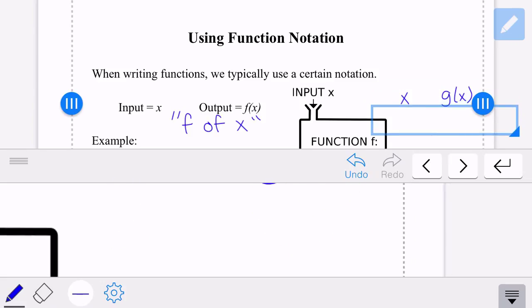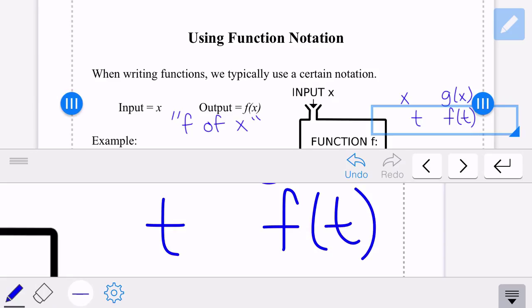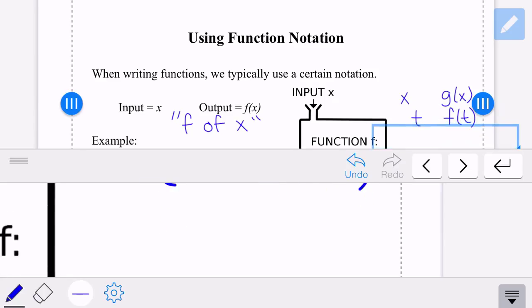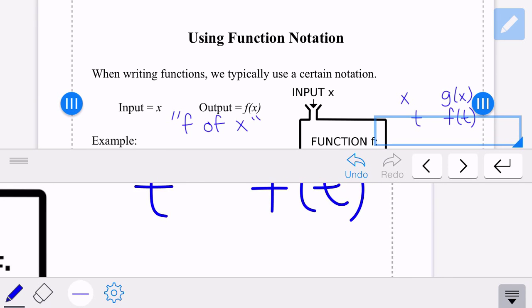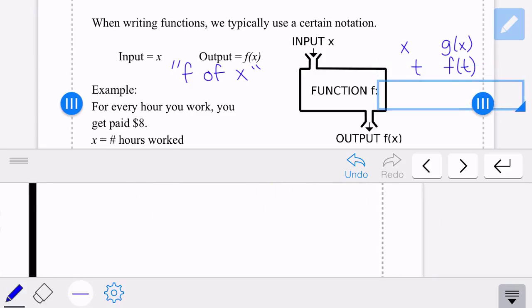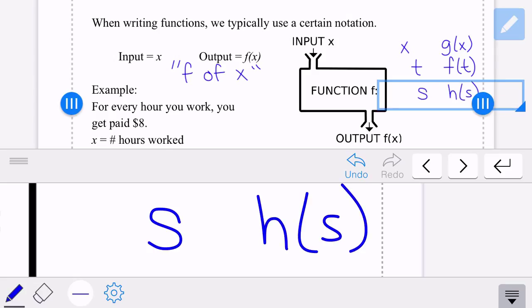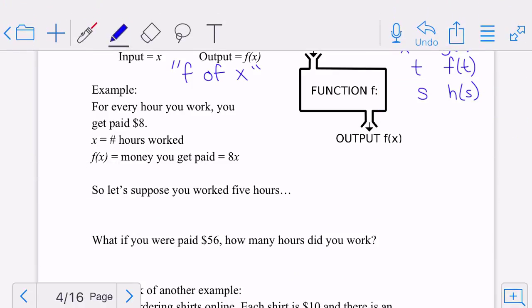So we could also change, instead of using x, let's say we're using t for time as our independent variable, and maybe we've got a function f of t. You could switch both of them. It doesn't have to be the same letter every single time. You could have another function using, let's say, s for seconds, and maybe we're having a function h, and we're saying our function is h of s, whatever it is. We can have different letters going on in there.